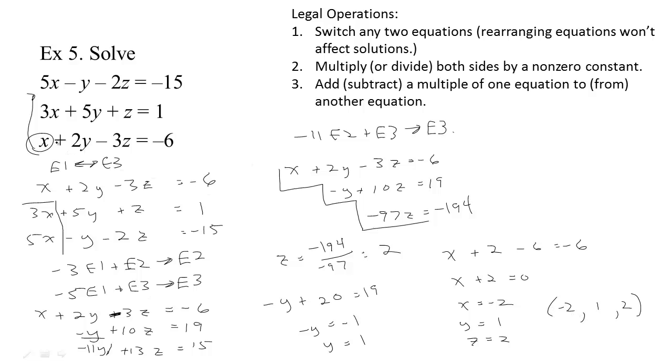And the third equation, what about it? If I plug in negative 2 for x, I get negative 2 plus 2 times 1 would be 0, and then negative 3 times 2 is negative 6, negative 6 equals negative 6. Yeah, so this point lies on all three planes, so we've correctly found the solution.